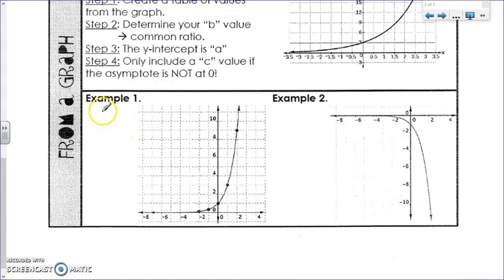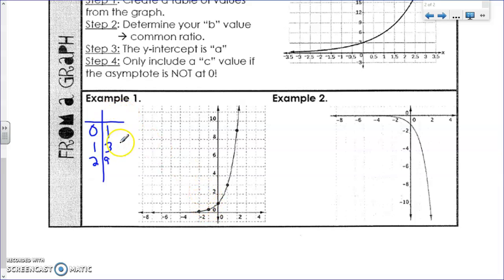So let's look at this number 1. We're going to have the point 0, 1, and then we have the point 1, 3. Does everybody see where I'm getting these points? 1, 3, and then 2, 9. I didn't do the negative ones because I can estimate those, but will I be exact on those? No. So I want to do exact ones. Okay, does everybody understand what I have there?